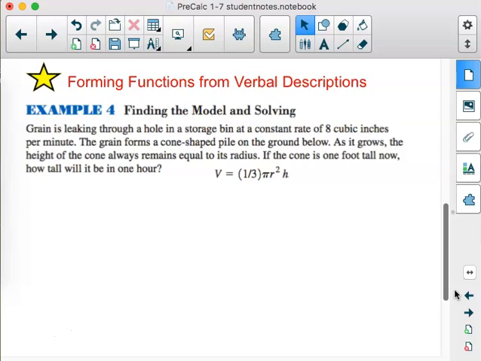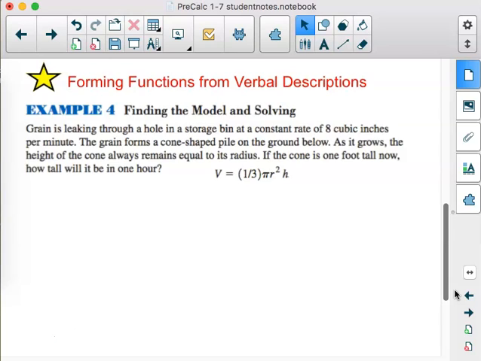Now this one, we're going to put under the heading forming functions from verbal descriptions, but I also see a formula down there. And again, if you've forgotten formulas, go to Appendix B. Grain is leaking through a hole in the storage bin at a constant rate of 8 cubic inches per minute. The grain forms a cone-shaped pile on the ground below. As it grows, the height of the cone always remains equal to its radius.